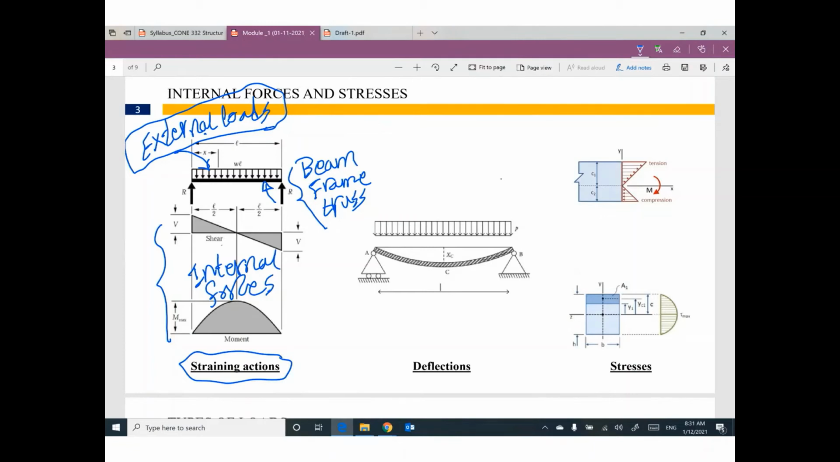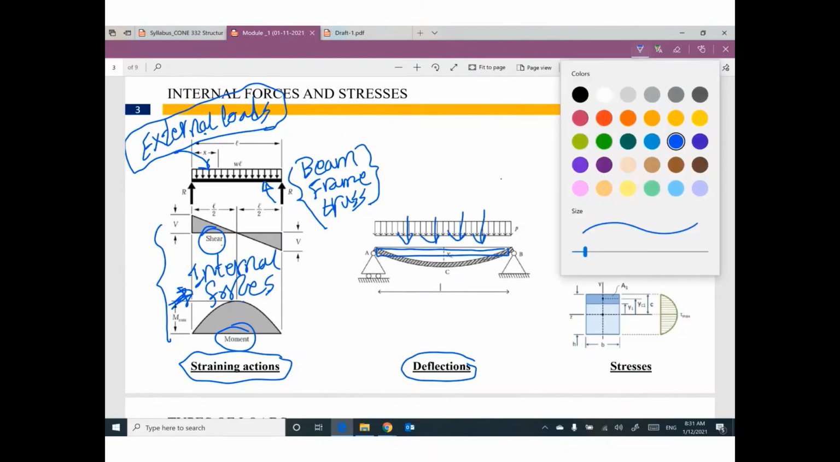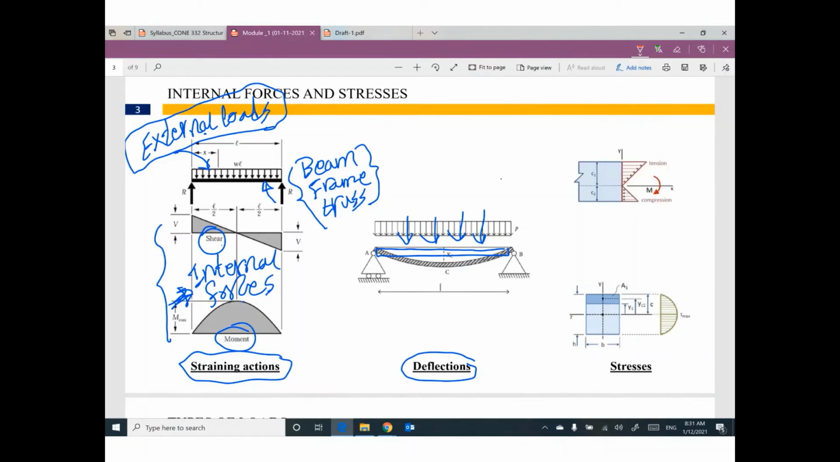In our course, we will learn how to convert the external load on the building, beam, frame, or truss to internal load. The internal load can be a shear force diagram or a bending moment diagram. Then these internal forces will cause deflection. If you have a structure and you have external load, this external load will cause the structure to deflect.